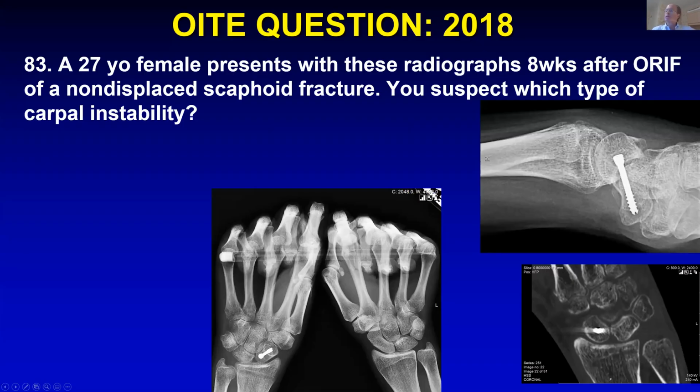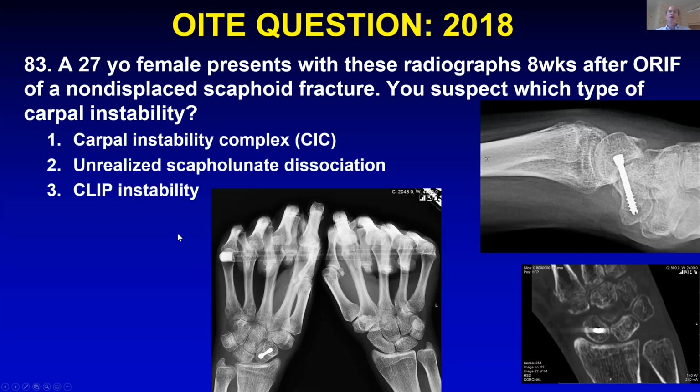And to pique your interest with an actual 2018 OITE question. This 27-year-old female presents with these radiographs 8 weeks following open reduction of a non-displaced scaphoid fracture. You suspect what type of instability? And the answers are as you see them. So by the end of this talk, I hope that you can answer this, and let's hop right in.